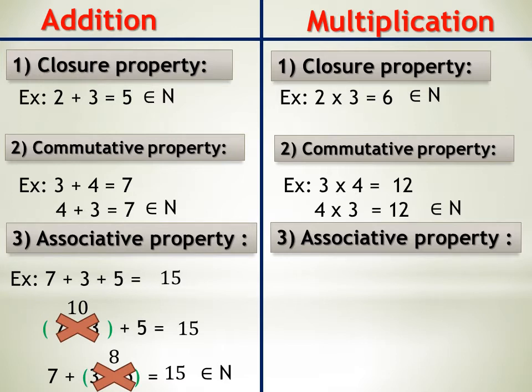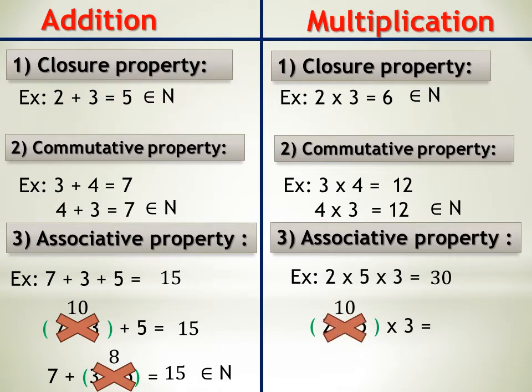And now let's check it in multiplying. Here we have 2 times 5 times 3. When we put it on the calculator, the answer will be 30. So let's put the brackets. 2 times 5 together, then multiply by 3. 2 times 5 is 10. 10 times 3 is 30.